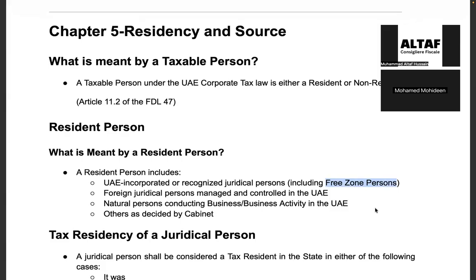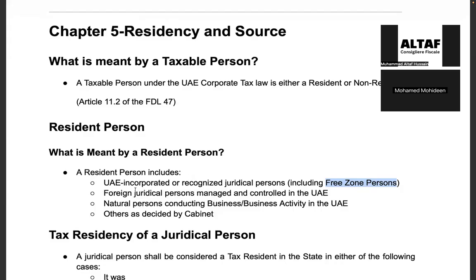The definition of free zone person includes even branches which do not have their own separate legal identity. Their identity is an extension of their parent company, their mother company, the main office. So from a legal perspective, a branch is not really a juridical person. The mother company of the branch is. So anyways, I hope you get this point. There's a divergence: in the tax law, even a branch is being considered a juridical person, because of the virtue of the main entity of the branch.